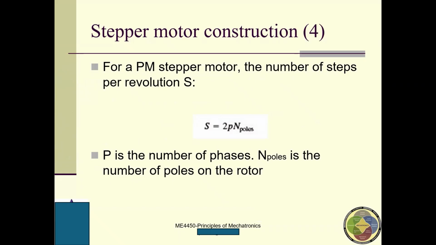Here is one equation to calculate the number of steps per revolution. S equals 2 p N_poles. Lowercase p is the number of phases, and N_poles is the number of poles on the rotor.